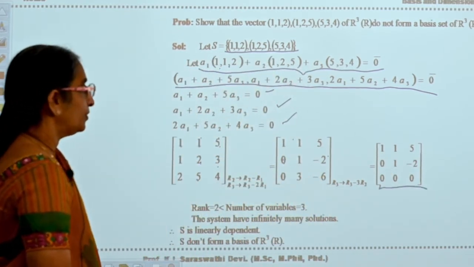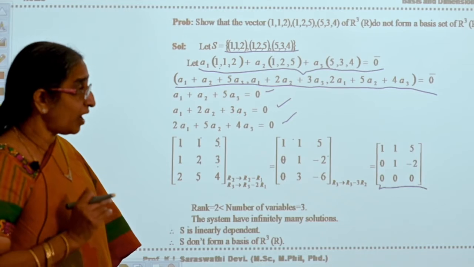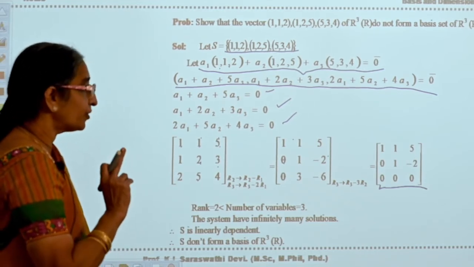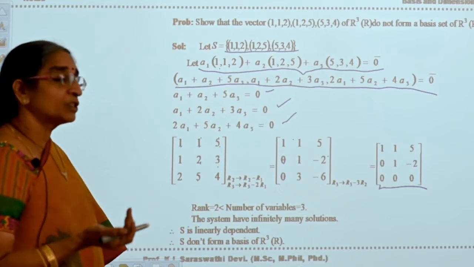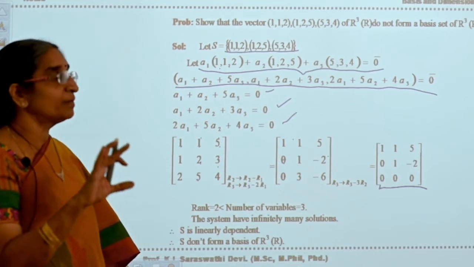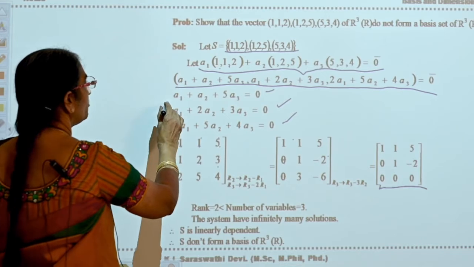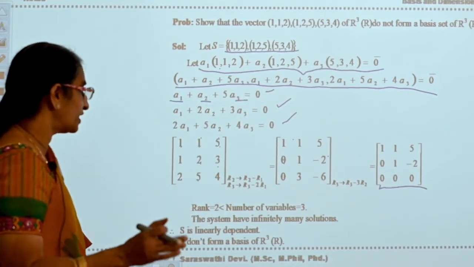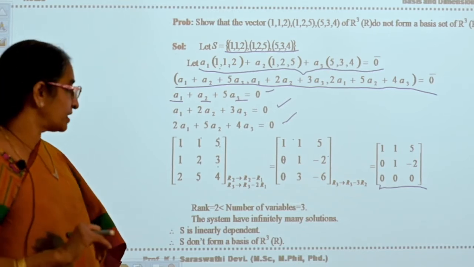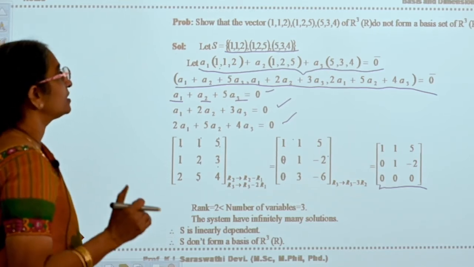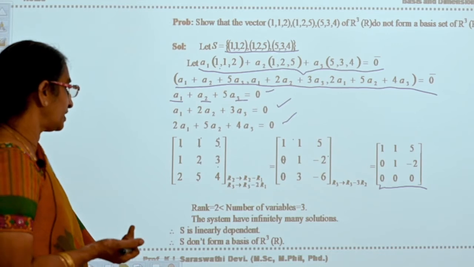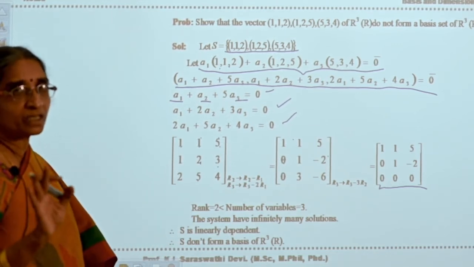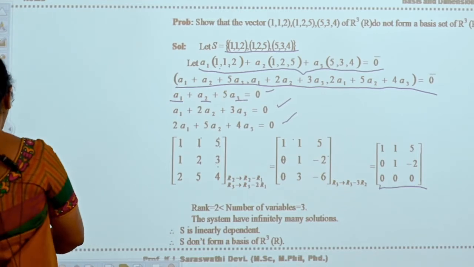Now if you see, the number of non-zero rows is 2. Therefore, the rank of the matrix is 2. It is less than the number of variables. How many variables are there? a1, a2, a3, 3 variables are there. So the system has infinitely many solutions. Therefore, S is linearly dependent. Since S is linearly dependent, S does not form a basis of R3 of R. Now is it clear? Now see the next problem.